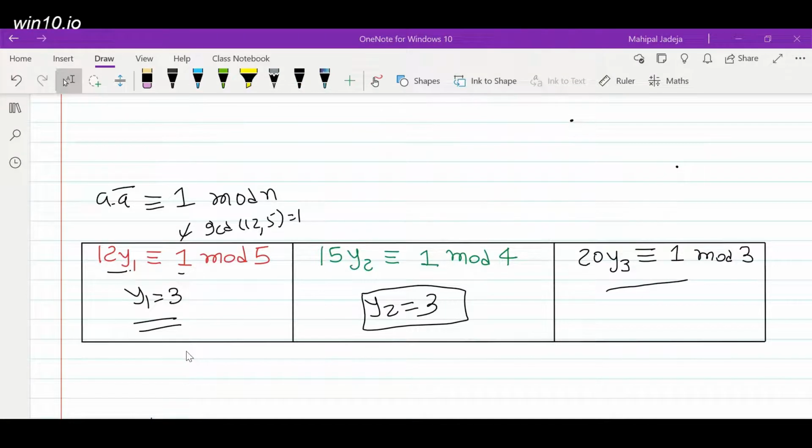For the third equation, what we can do is 20 y3 is congruent to 1 mod 3, and since GCD of 20 and 3 is equal to 1, we can find such a y3.